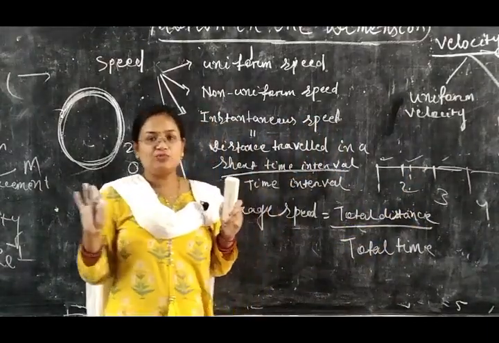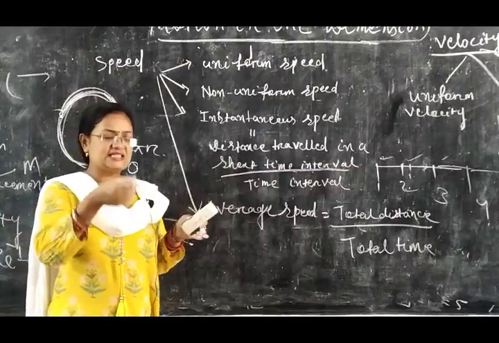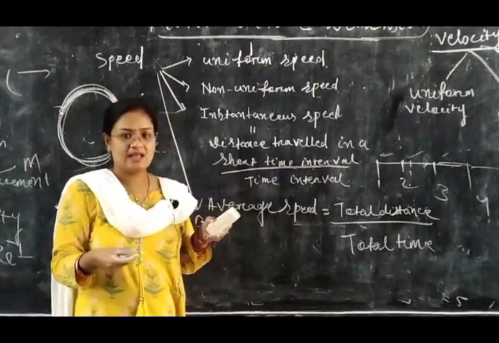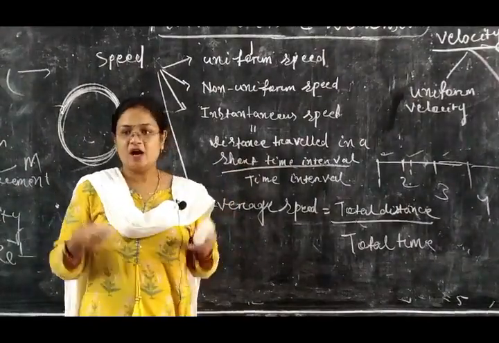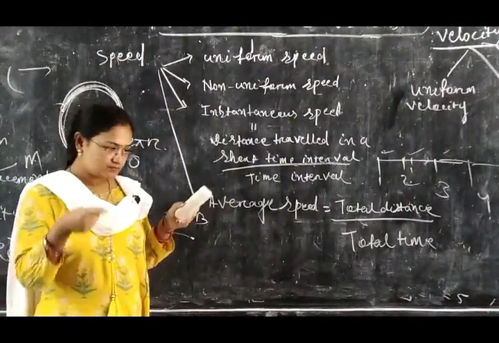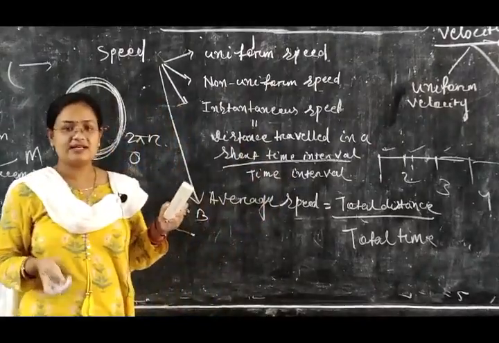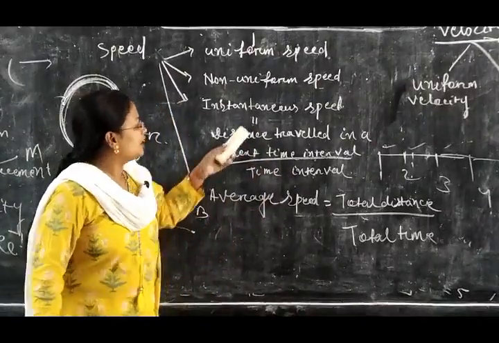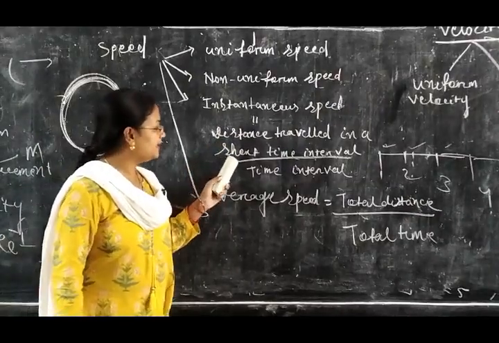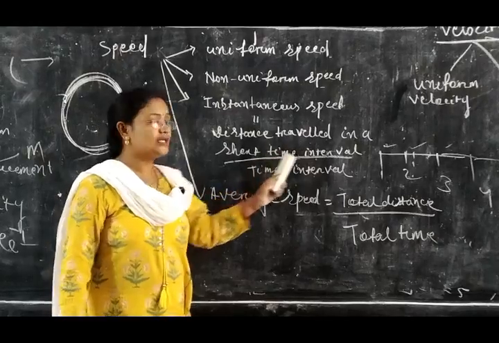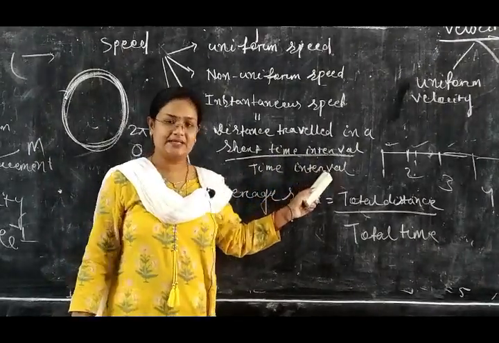Okay, 2.1, 2.2, 2.3, that means distance covered in a very small interval of time, that is your what? Instantaneous speed. Or we can say that speed at any instant is your what? Instantaneous speed. So how will we calculate the instantaneous speed? The instantaneous speed is the distance travelled in a short time interval divided by that time interval.